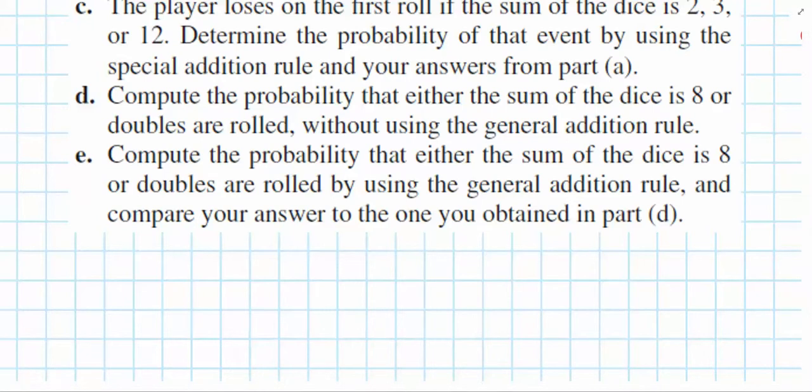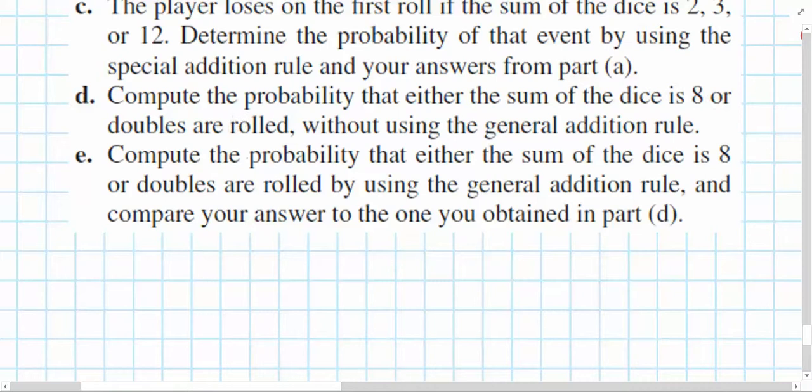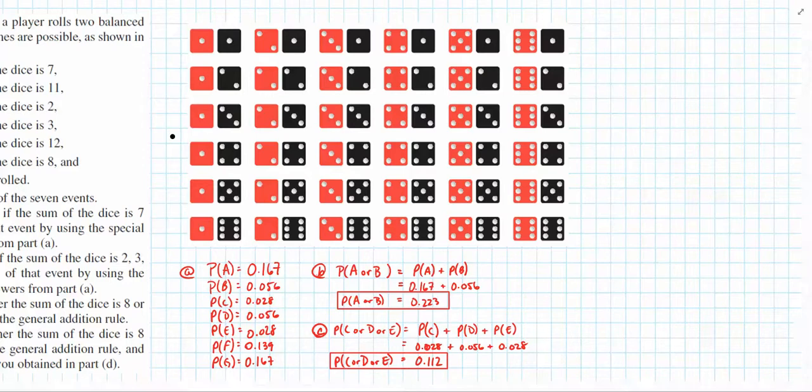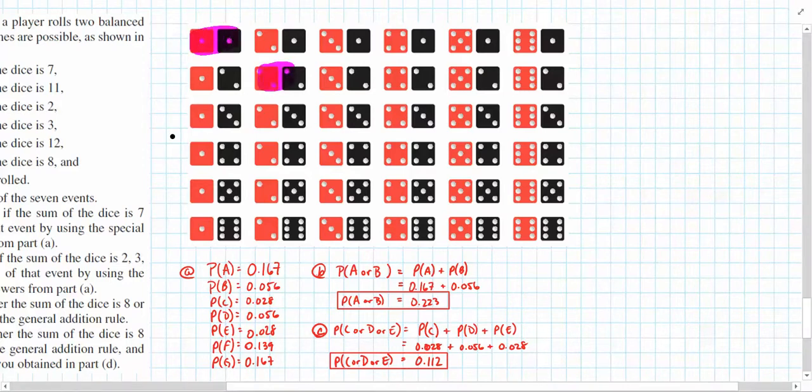Now in our next scenario, we're asked to compute the probability that the sum of the dice is 8 or doubles are rolled without using the general addition rule. So for this, we have to go back and look at our sample space. I'm going to look at the sample space and try to find the sum that adds to 8 and all of the doubles. So let's first find the doubles. Those are easy to pick out. We've got them down the diagonal here. So there are 6 doubles.